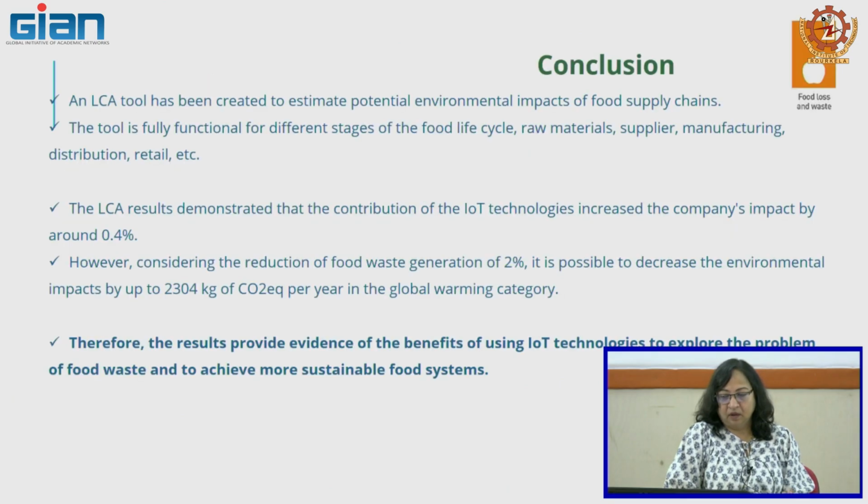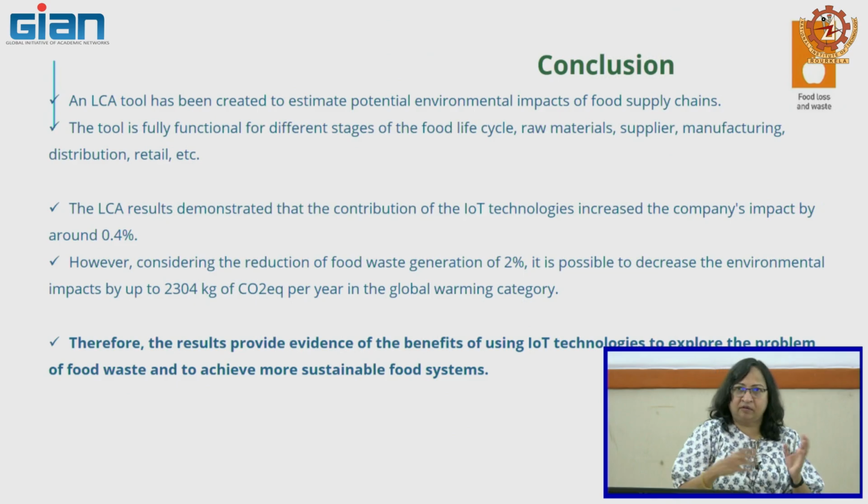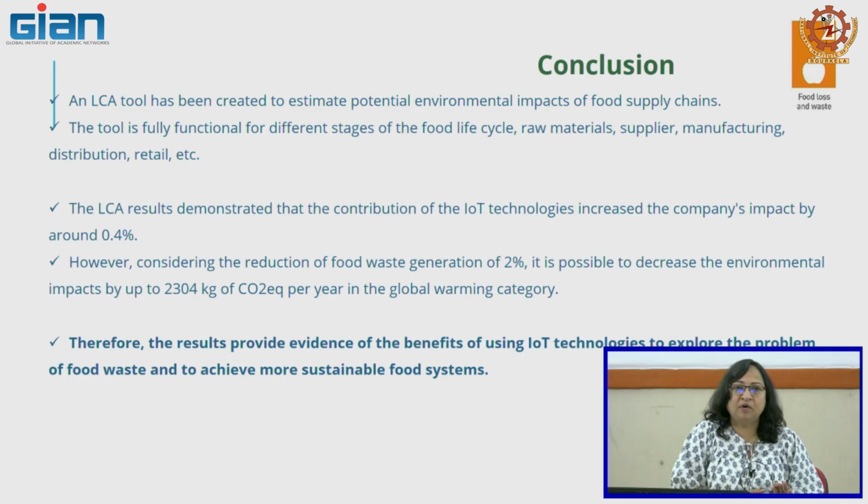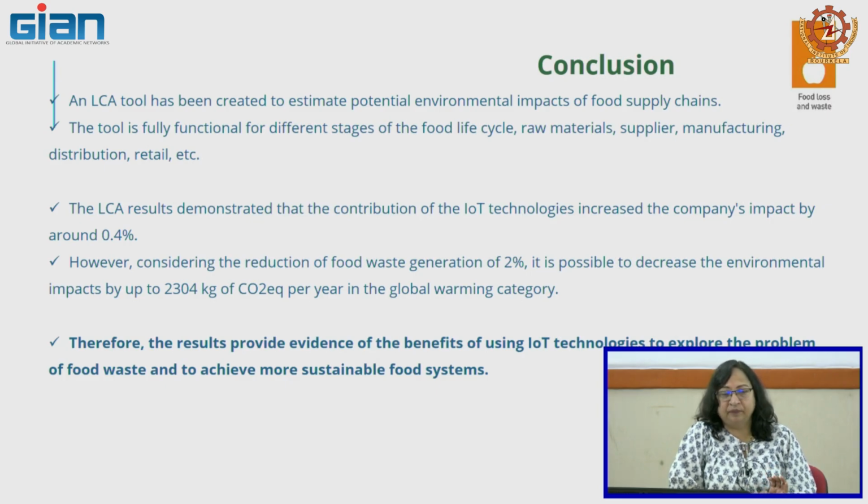Okay, conclusion. The LCA tool has been created, mainly with the aim of potentially decreasing CO2 emission, and you have a greater impact on the food supply chain as well as different supply chains. Here we have talked about only the food supply chain, and the tool is fully functional for different stages of LCA. You can include raw material, supplier, transportation, manufacturing, distribution, retailer, anything in it.